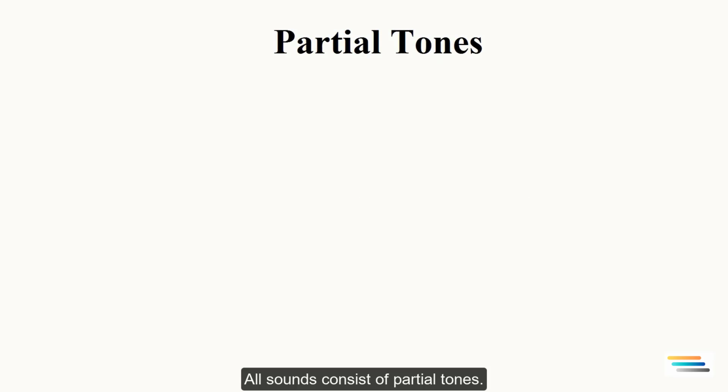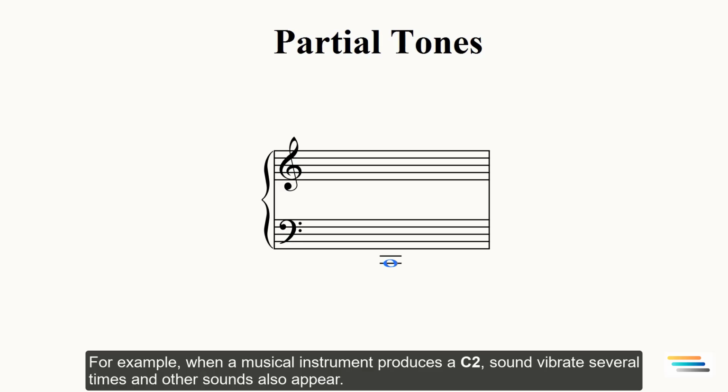All sounds consist of partial tones. For example, when a musical instrument produces a C2, the sound vibrates several times and other sounds also appear.